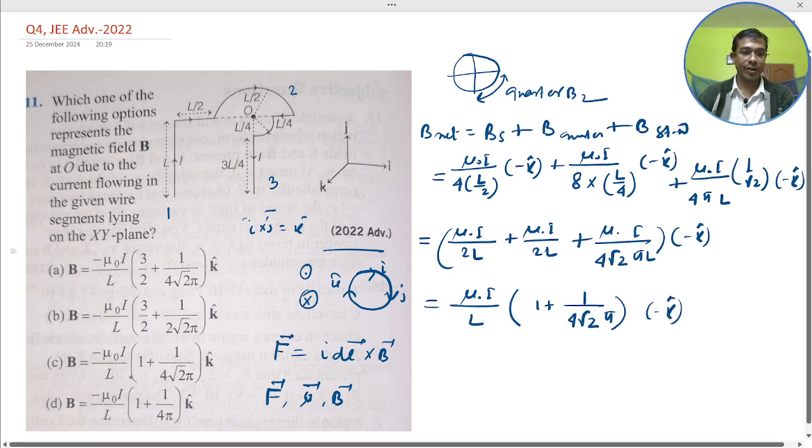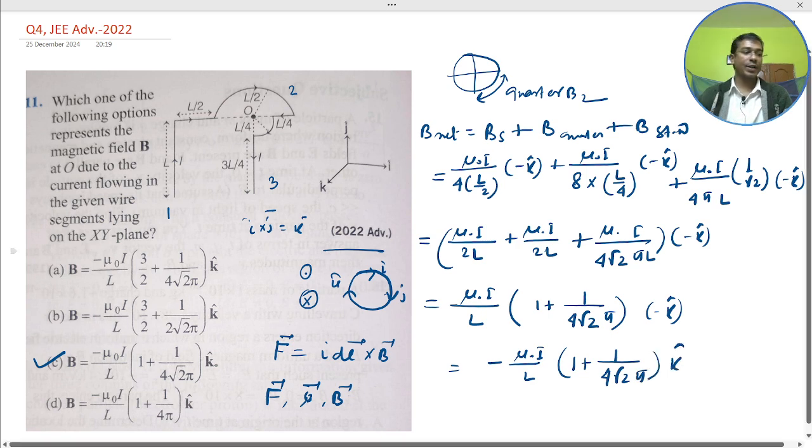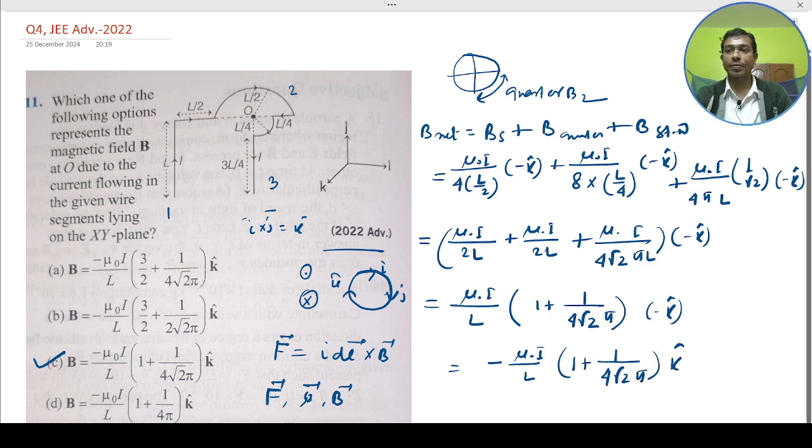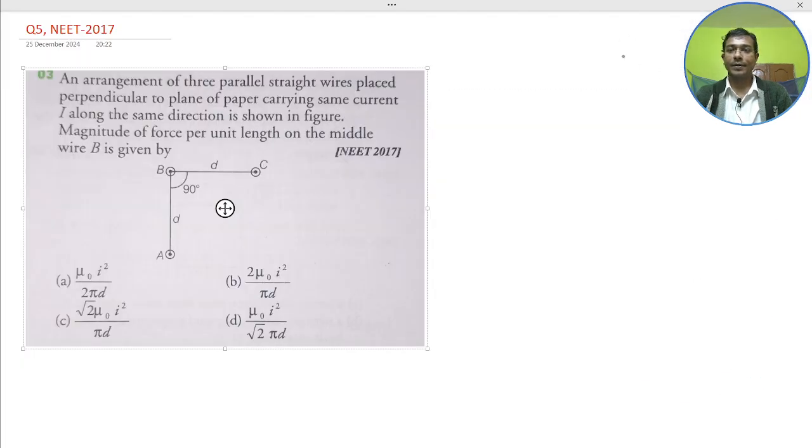So I think C would be our correct answer. B equals minus mu naught I by L times 1 plus 1 by 4 root 2 pi k cap. C would be our correct answer. Go ahead to our next problem, the final problem, NEET 2017.